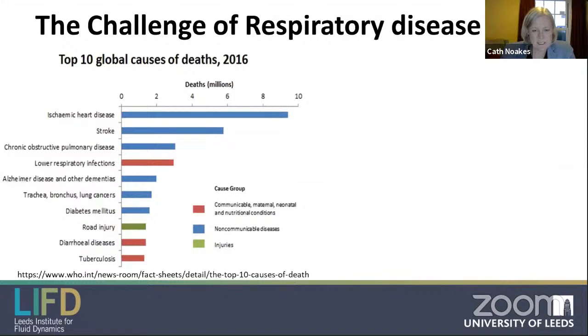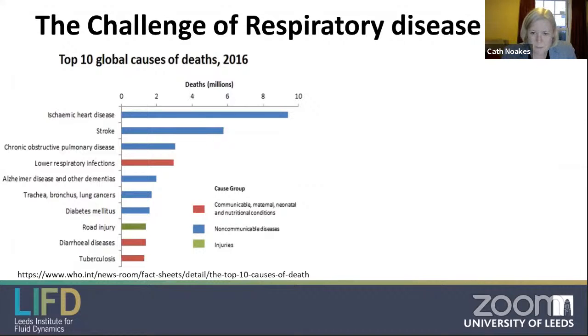If you look at some of the data from WHO, it's a few years old now, but it hasn't substantially changed. What you can see is that communicable diseases feature 3 times in the top 10 causes of deaths worldwide, and that lower respiratory infections are number 4 on this list. And we also have tuberculosis there at number 10. So it is a very significant contribution to morbidity and mortality around the world.